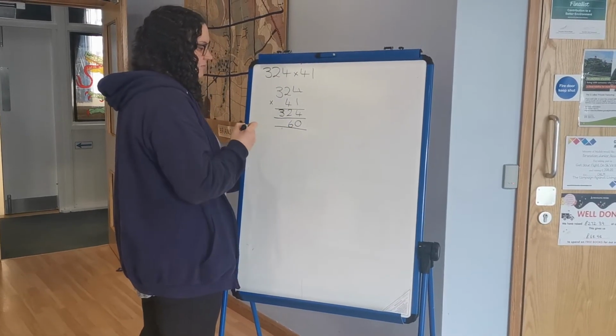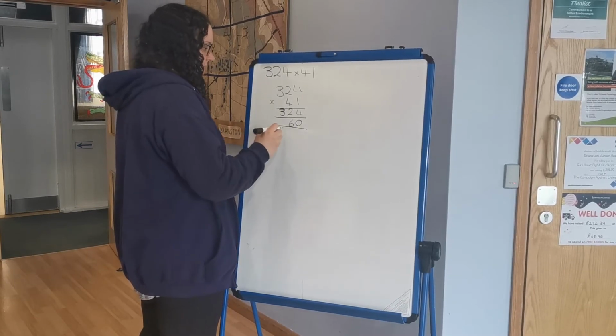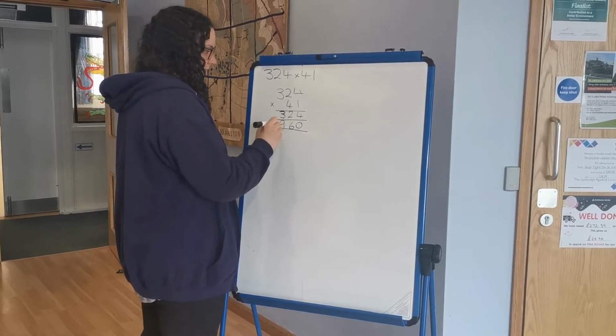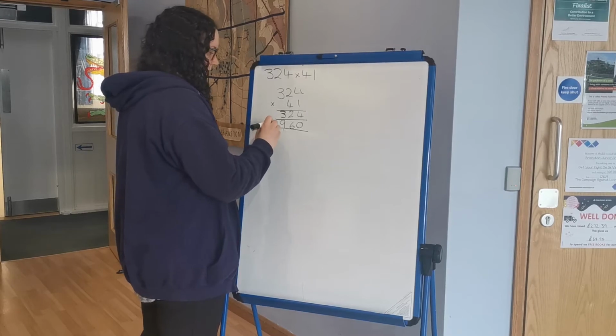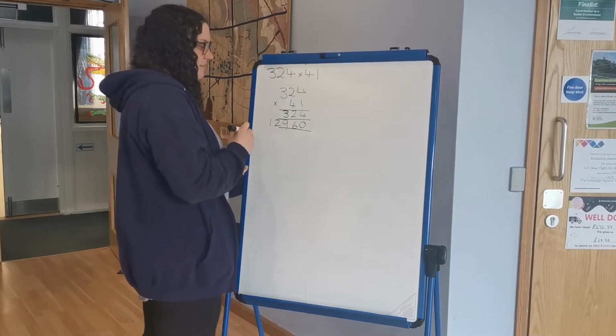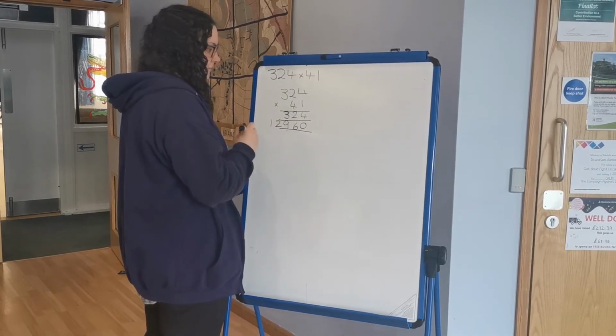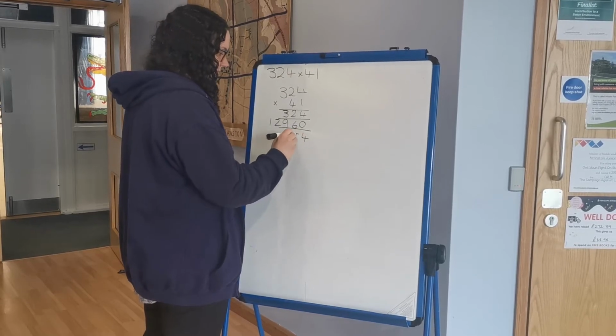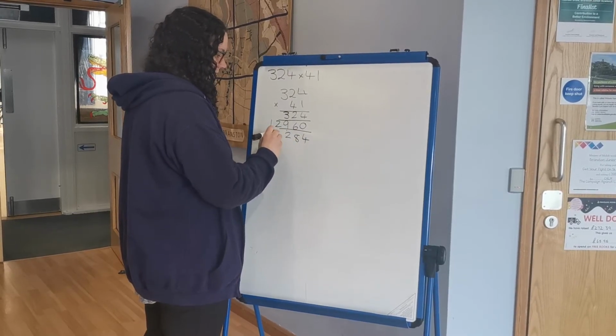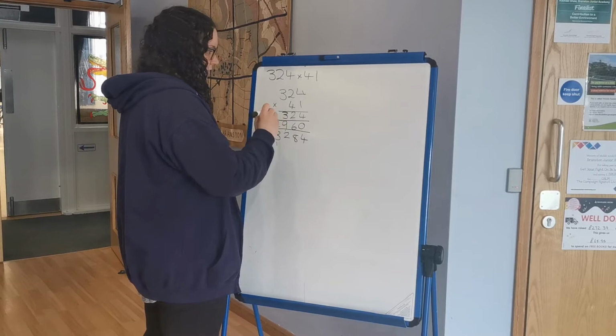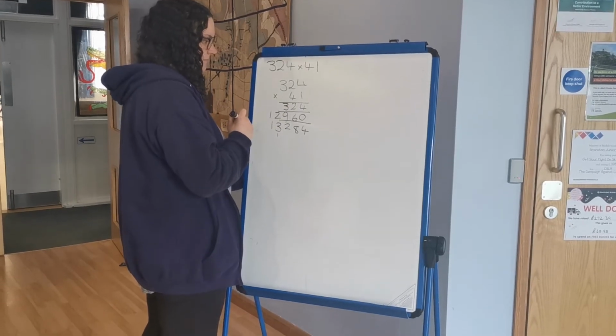Carry anything you need to small underneath. 4 times 2 is 8, add the carried 1, 9. 4 times 3 is 12. And then to finish my method, I just add up the numbers in my answer boxes and go through and check my method.